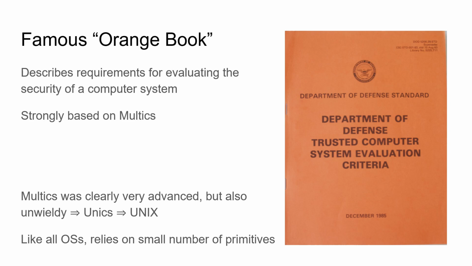It caused some of the developers, in particular Ken Thompson and Dennis Ritchie, to step out of this project and start their own new operating system, which they called Unix, as a pun on Multics. That name stuck, although it was spelled a little differently later. And like all operating systems, it relies on a small number of primitives to provide security.